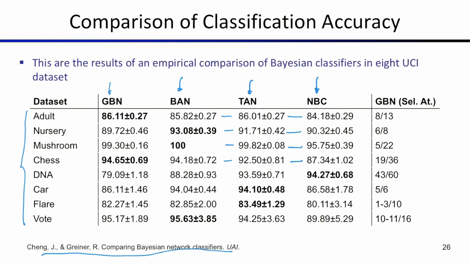Here it's showing that we are using 8 features in 13. So the dataset has 13 features, and we are using 8 to compute the classification. Here we are using 6 in 8, 5 in 22, and so on. So the authors included this information also for us. And the performance of the GBN is not bad compared with the naive Bayes classifiers. There are some significant gains here.